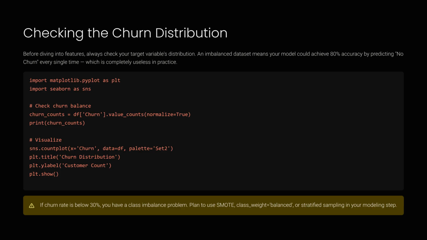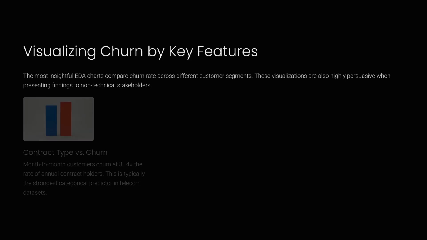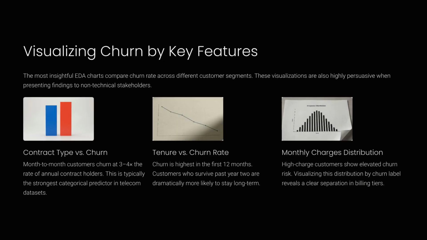Before analyzing features, always check the target variable's distribution. If you have an imbalanced dataset, you must address it, or your model may simply predict the majority class every time. Insightful charts help visualize churn across segments. For example, comparing contract types, tenure, or monthly charges can reveal powerful predictive patterns that stakeholders can easily understand.